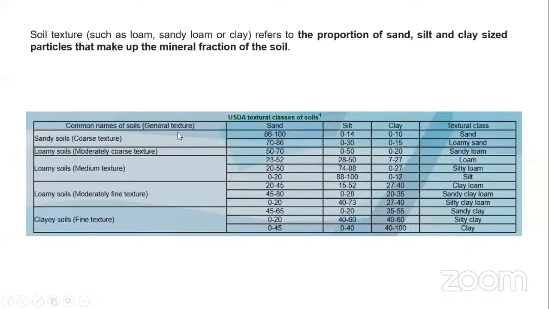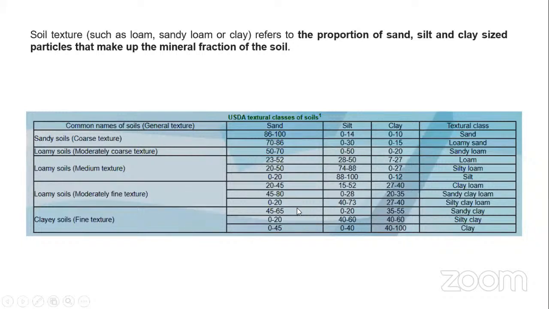Now there are textural classes. One general texture may have two to three textural classes. Sandy soils may fall into the textural class sand or loamy sand, based upon the content of sand, silt and clay. Look at that, the clay percentage is almost fixed in these two classes, but the variation in sand percentage is large. In purely sandy soil, sand percentage is more than 85%, whereas in loamy sand, sand percentage is 70 to 85%, silt is 0 to 30%, and clay is 0 to 15%. For loamy soil, sand is 50 to 70%, and clay and silt percentage increase up to 50%.